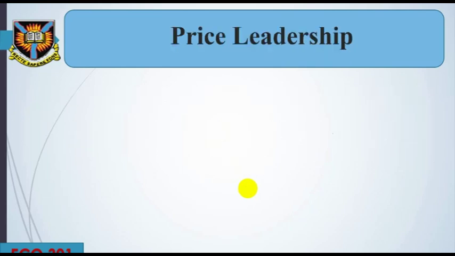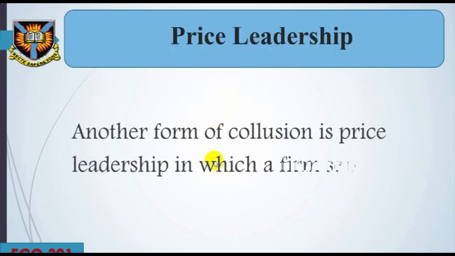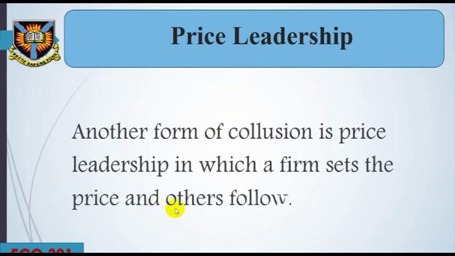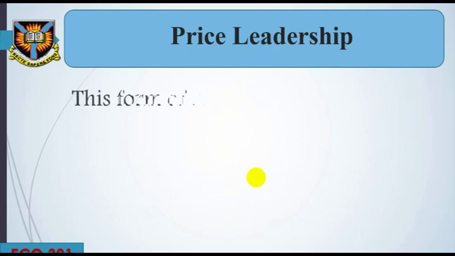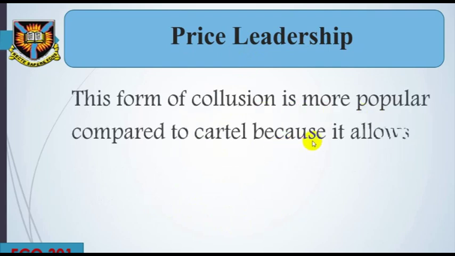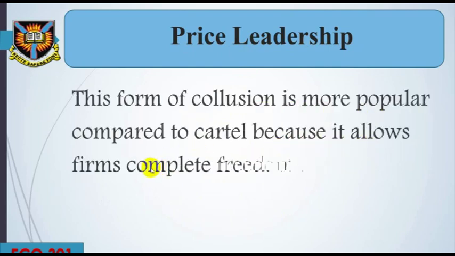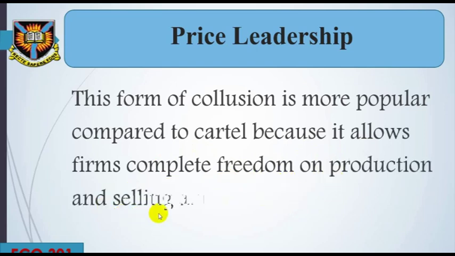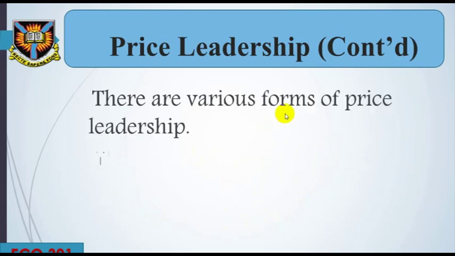Price leadership. Another form of collusion is price leadership, in which a firm sets the price and others follow. This form of collusion is more popular compared to cartels because it allows firms complete freedom on production and selling activities. There are various forms of price leadership.